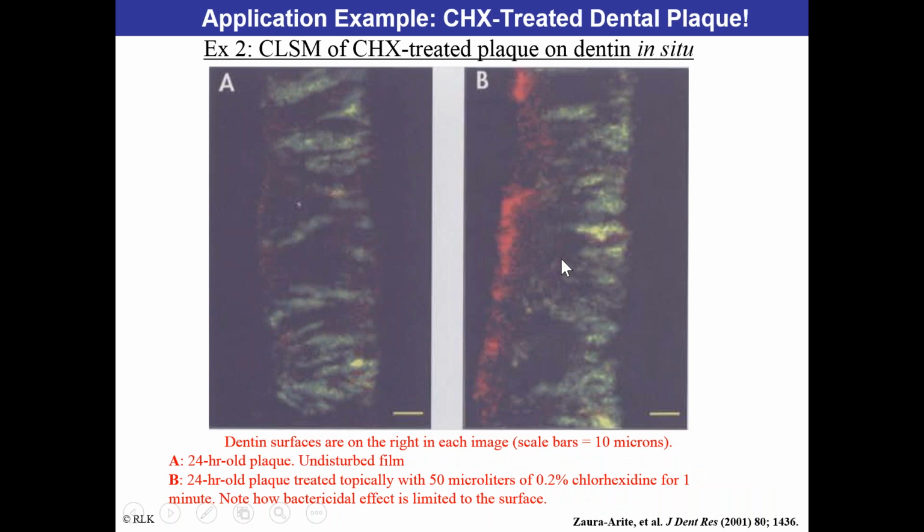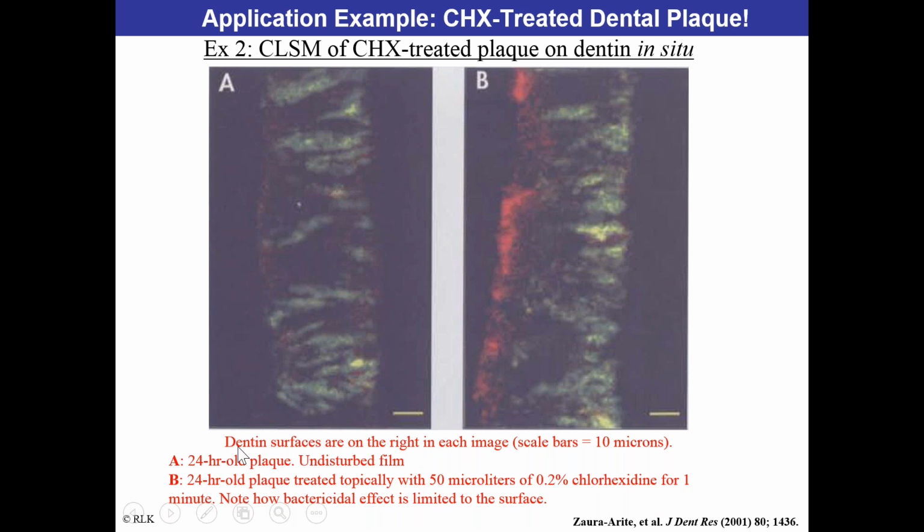So you may ask yourself, well, what happens if I can just use a mouth rinse, or what if I can't physically remove that? Maybe it's too difficult to physically remove that from all of these traps. What happens if we just apply some kind of chemical treatment? Well, this is what happens. So figure A, then you have 24-hour-old plaque. Again, we have the dentin on the right side in each of those images. The scale bar is still 10 microns.